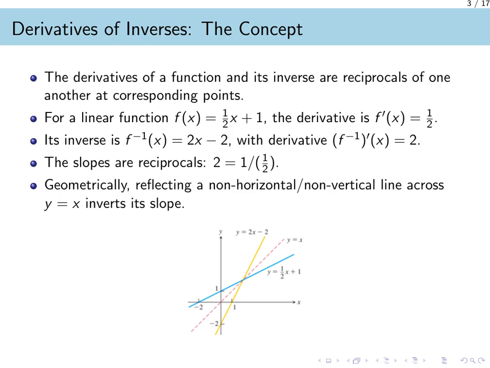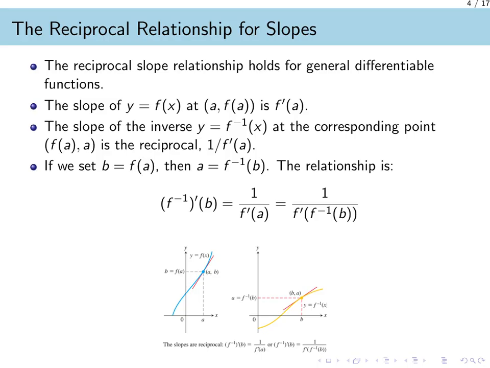This algebraic result has a direct geometric meaning. When you reflect a non-horizontal line across the line y equals x to get its inverse, you are geometrically inverting its slope. The essential takeaway is that the slope of an inverse function is 1 divided by the slope of the original function at the corresponding point. This slide establishes the powerful reciprocal relationship between the slopes of a function and its inverse.